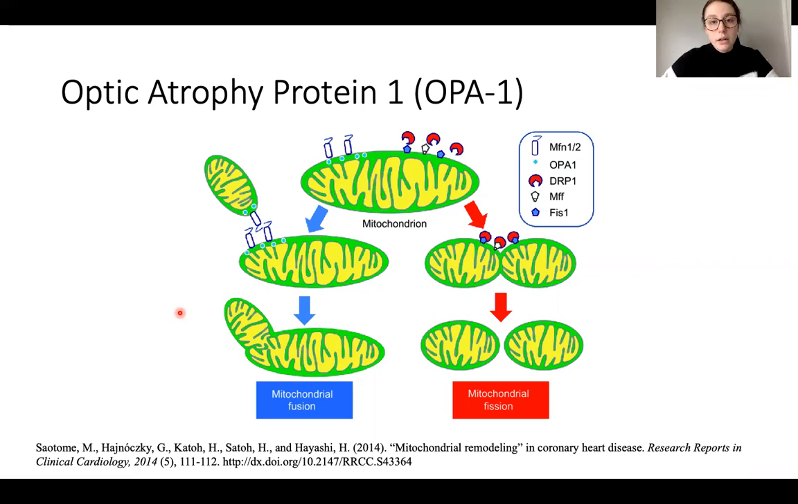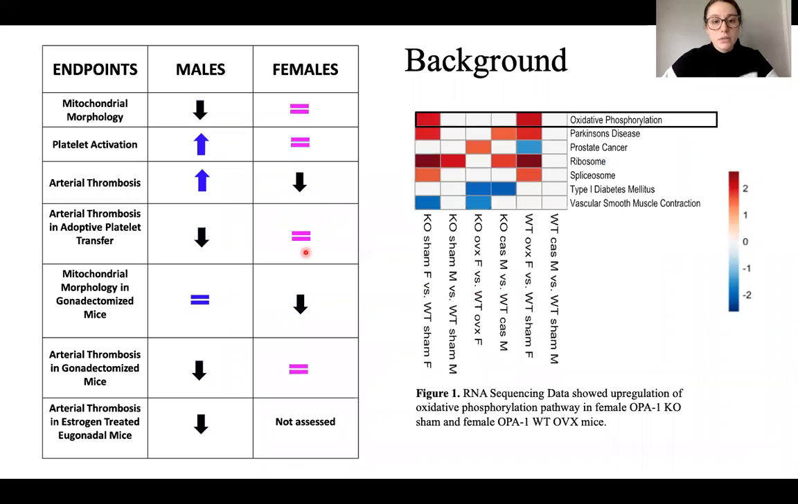So what we did in our lab was we performed platelet-specific deletion of OPA-1 in a mouse model. And what we discovered was a sexual dimorphism in terms of thrombosis. The results from that study are summarized here in the table on your left. Starting with our males who were devoid of OPA-1, we actually saw compromised cristae morphology in addition to increased platelet activation and shorter time to form an arterial clot.